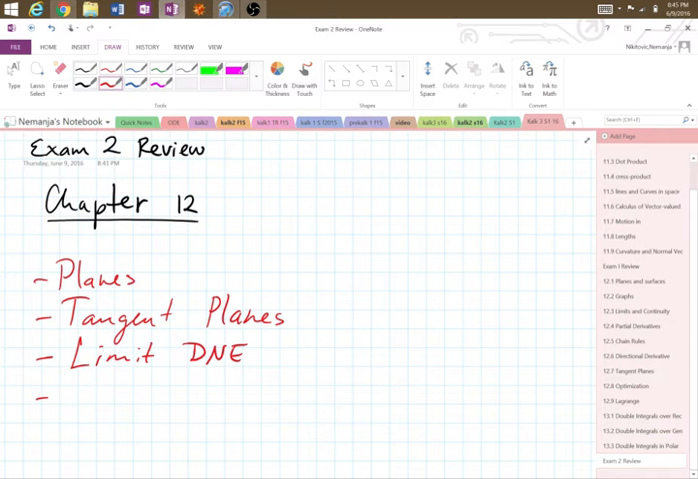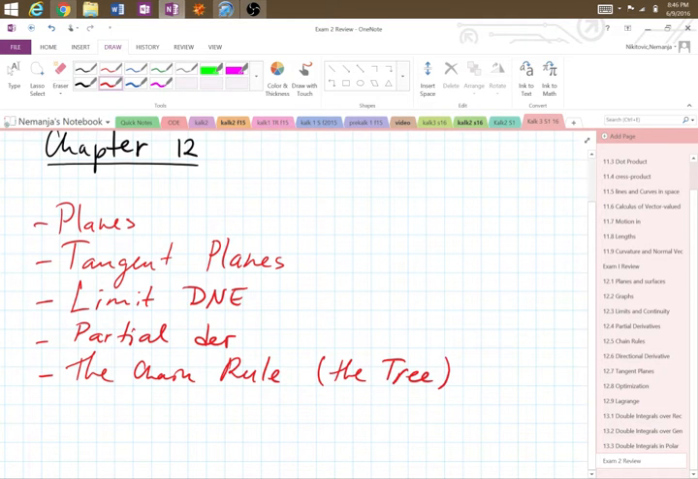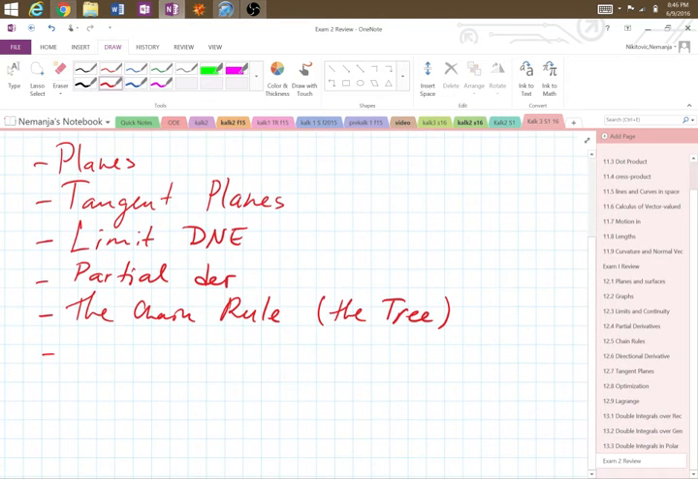Partial derivative. And then we have the chain rule. For the chain rule, I'm going to emphasize the tree, because if you are able to set up the tree, you will be able to finish up everything else, to get the equation and do it.